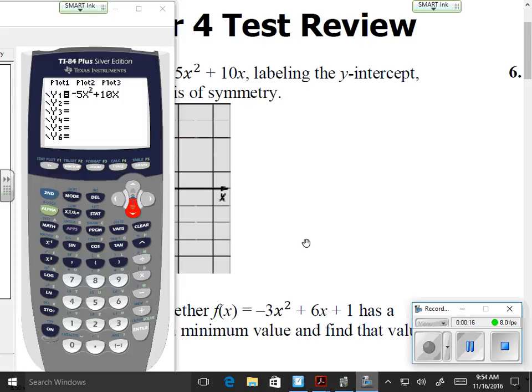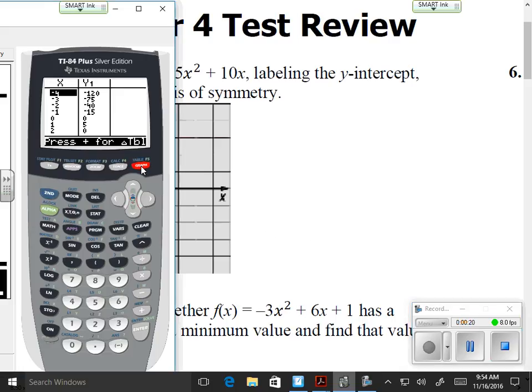We plug the equation into our calculator and then go to table and search for points that will fit on our graph. And it looks like only 0, 0, 1, 5, and 2, 0 will actually fit on this small of a graph.